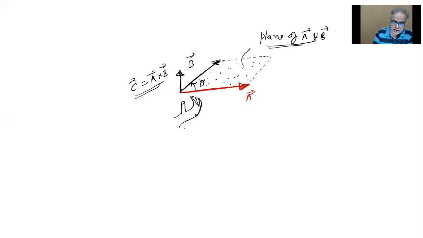If B cross A had been there, you will stretch the four fingers along B and turn it towards A, for which the thumb will be in the downward direction. We'll say that is the direction of A cross B.